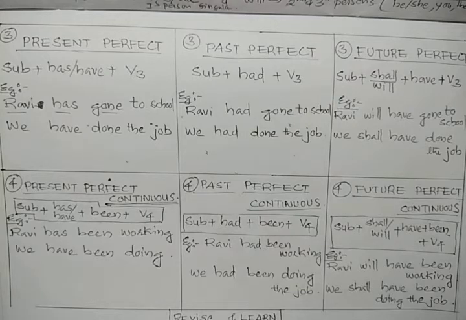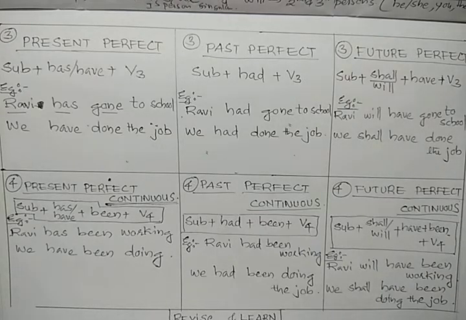Past perfect continuous. See the structure. Subject plus had plus been plus V4. Example, Ravi had been working. Ravi plus had plus been plus V4 of work, that is working. Second one, we had been doing the job. We is the subject plus had plus been plus doing the job.